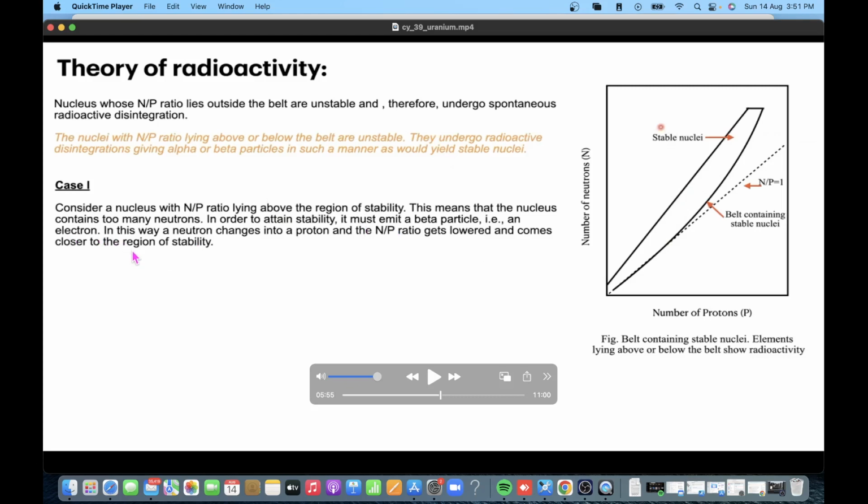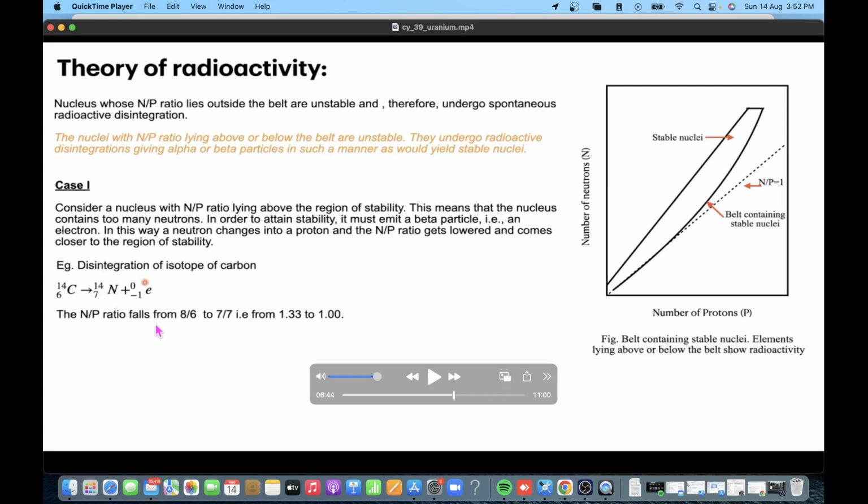So it will emit some electron. In this way, neutron changes into proton and the N/P ratio gets lowered and comes closer to the region of stability. One example for this is the disintegration of the isotope of carbon, 14C. It will emit one beta particle to maintain the electrical neutrality. Here -1 is there, so my charge will increase to 7, the atomic mass remains the same, so it becomes nitrogen.